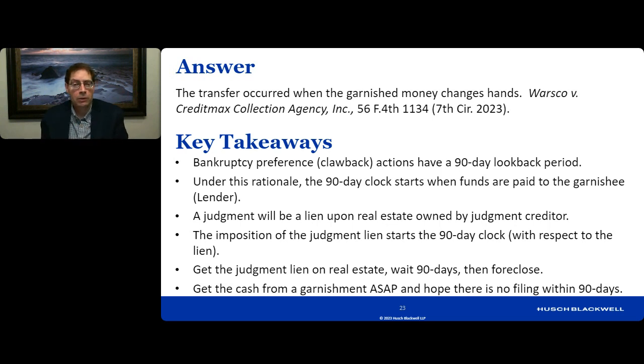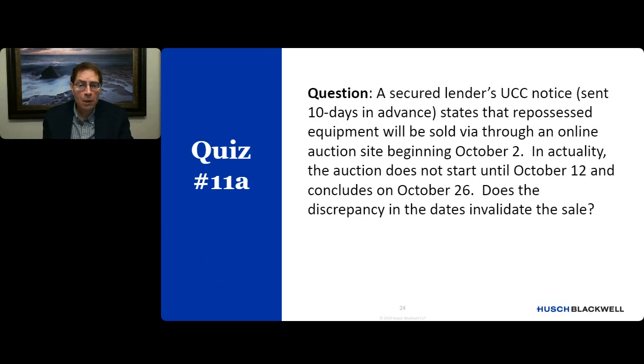So interesting point to think about. Here's another one. Let's go back into the UCC arena. This is a two-part quiz here. Under this one, you had a secured lender. They send a UCC notice, and they had repossessed the equipment. And the notice says, "Hey, the equipment's going to be sold in an online auction on October 2nd."